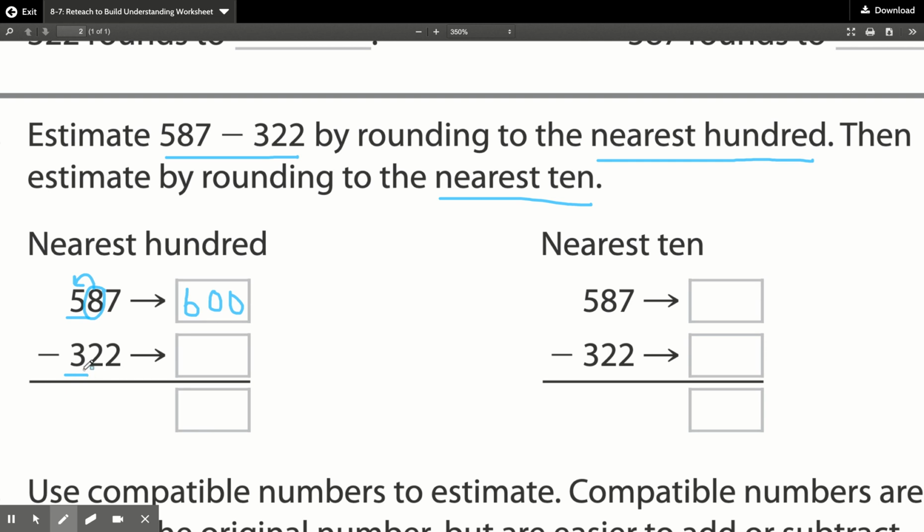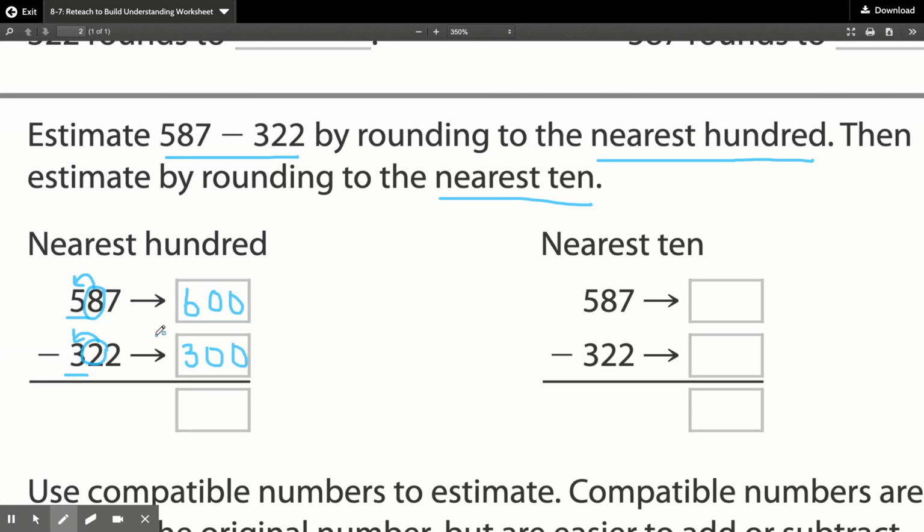Now we're going to do 322. We know our 3 is in the hundred spot. I look next door. My 2 is going to tell my 3 what? 5 or more, raise the score. 4 or less, let it rest. So my 3 is going to rest and stay a 3. My numbers behind turn into zeros.